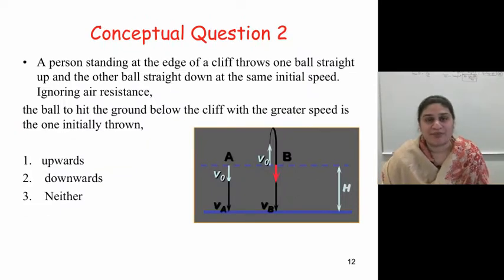Another concept question. A person standing at an edge of a cliff throws one ball straight up and the other ball straight down with the same initial speed.